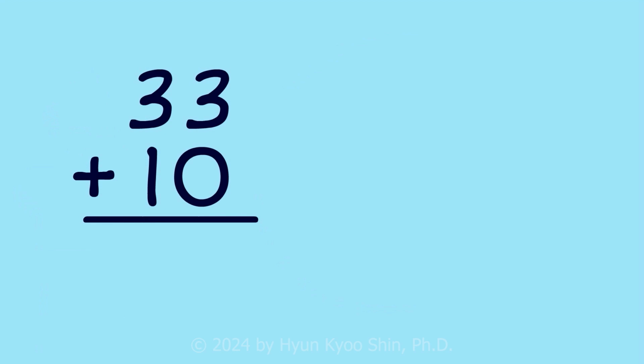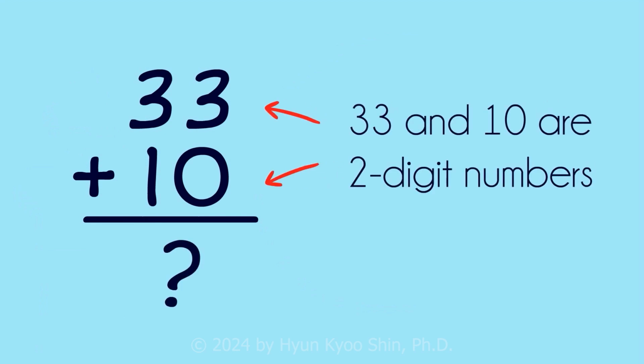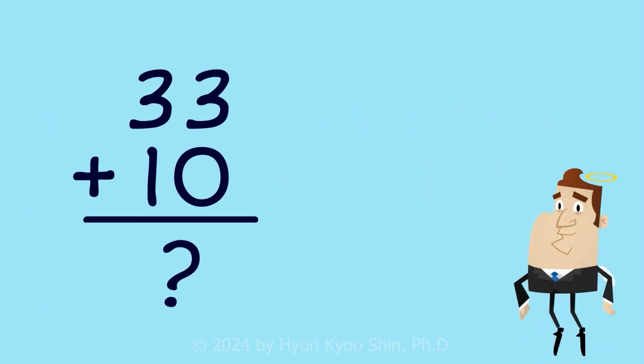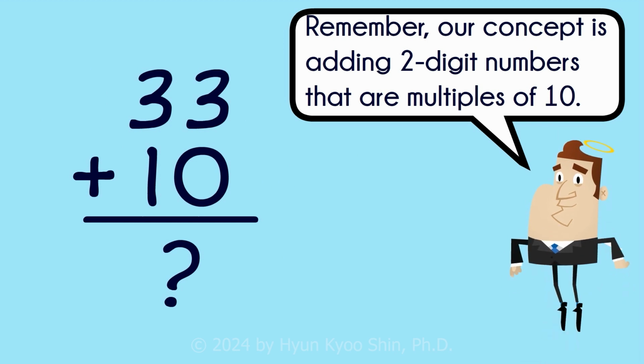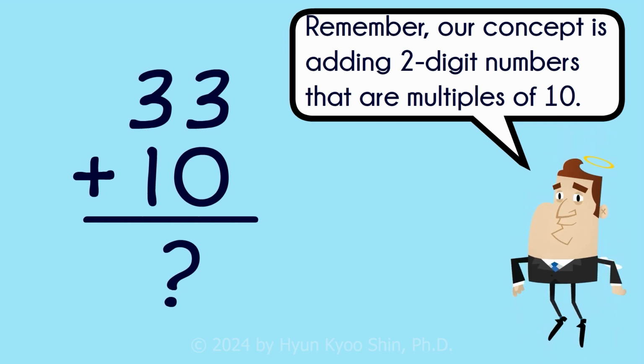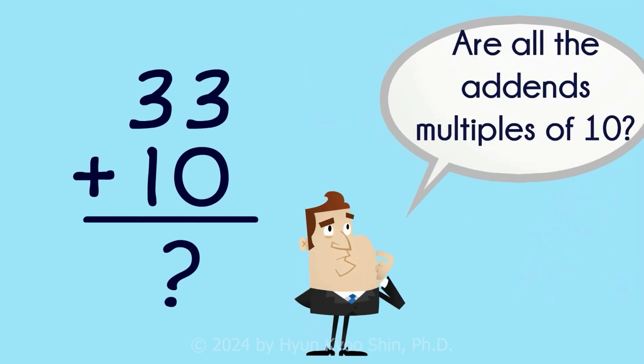How about the next example? 33 plus 10 is equal to... 33 and 10 are two-digit numbers. Remember, our concept is adding two-digit numbers that are multiples of 10. Are all the add-ins multiples of 10?